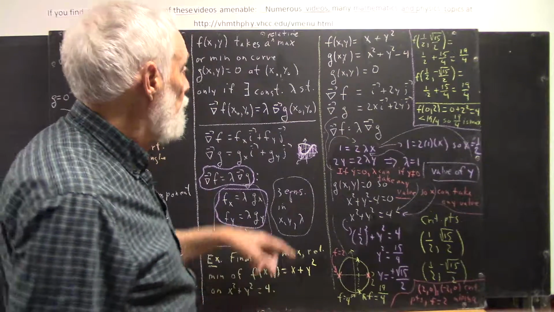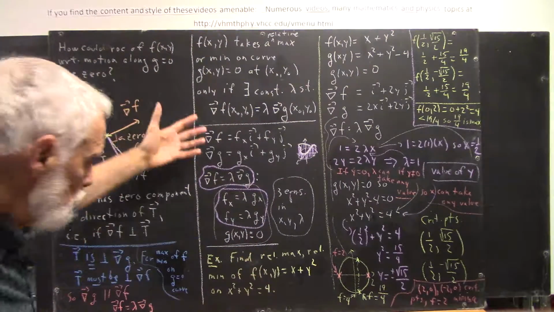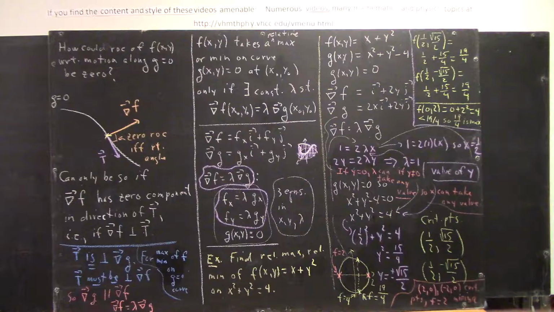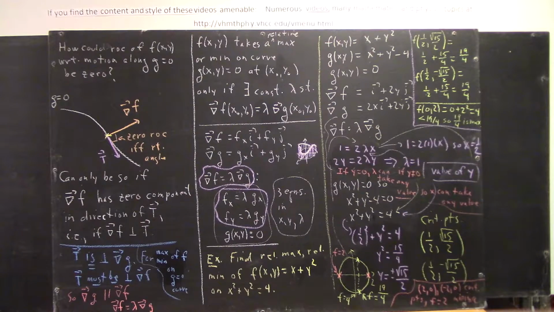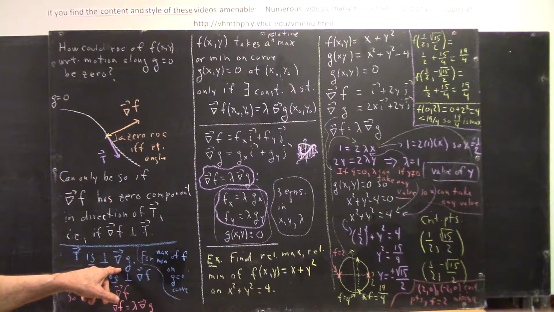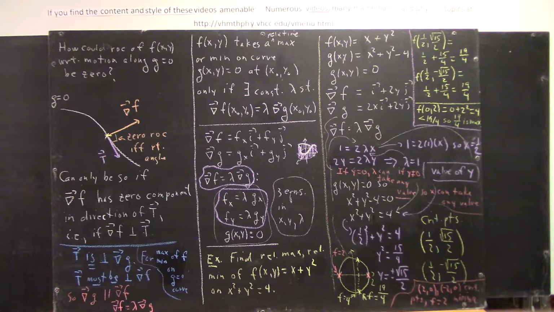To express this in the context of the Lagrange multipliers, let's go back and think about a couple of things just to give ourselves some perspective. First of all, the unit tangent vector on the g of x,y equals 0 curve has to be perpendicular to the gradient of g. It's simply a property of any level curve. The gradient is perpendicular to the tangent vector.